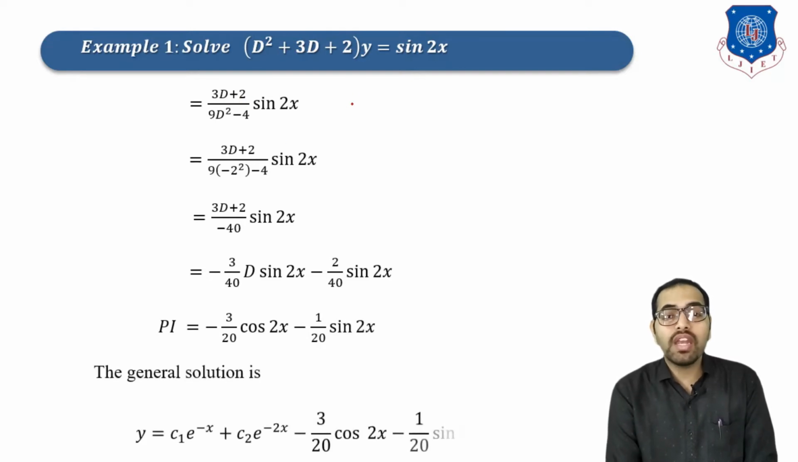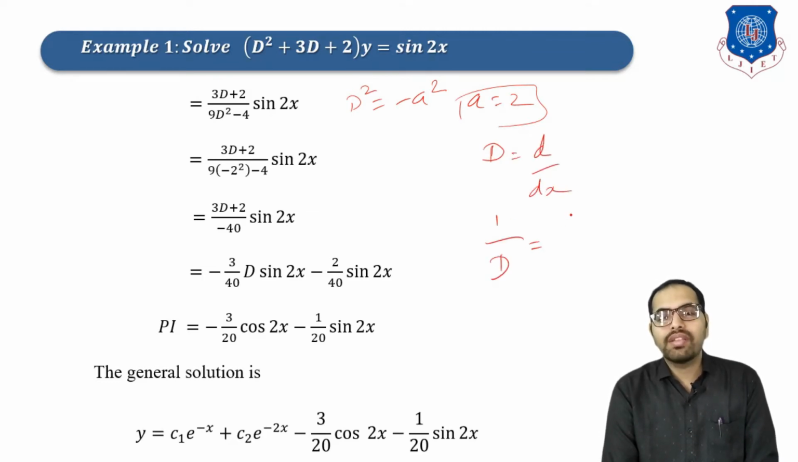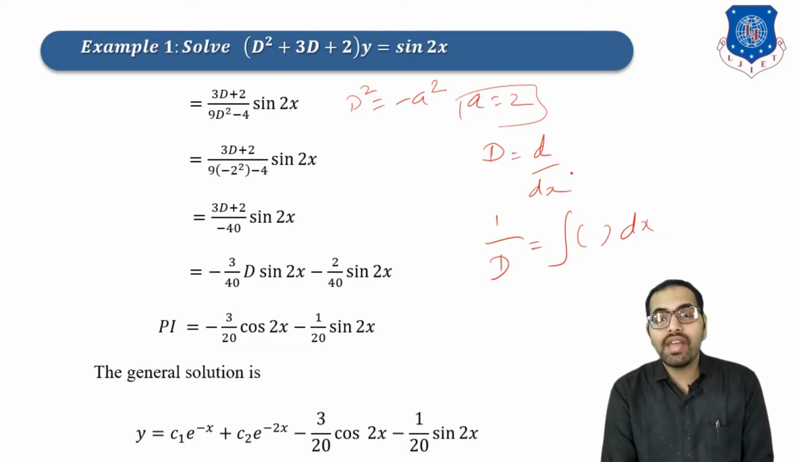See now here, again replace D square equal to minus a square. Here the value of a is equal to 2, then it becomes 9 kept as it is, minus 2 square, minus 4 sin 2x. The numerator portion has 3D plus 2, then it becomes minus 40 when we simplify the denominator portion. Now whenever our differential equation has a product form with D, then we can write it as d by dx, and 1 upon D becomes integral form, integral of function into dx. So for 1 upon D we apply integration, and in product form with D we apply the derivative.